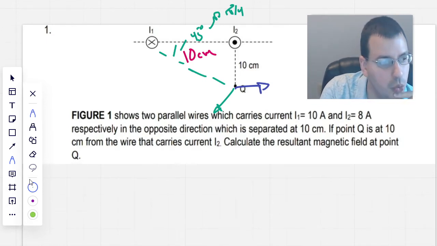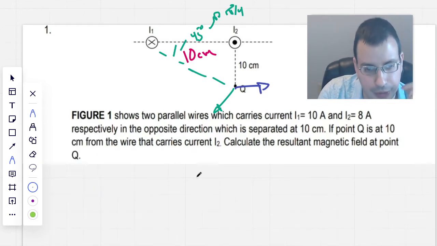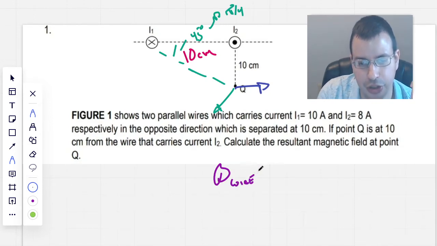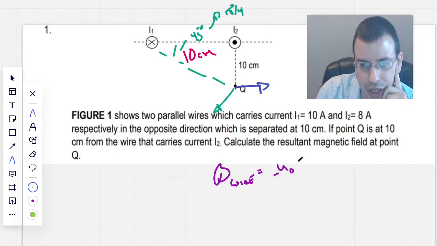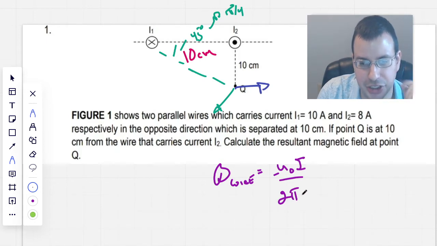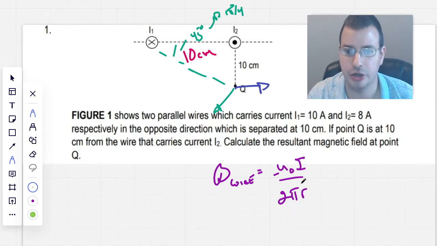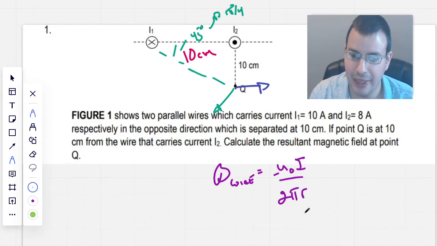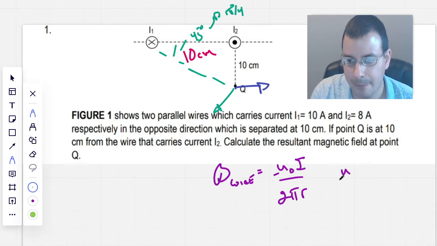So now we need a formula. The magnetic field due to a wire could be found using Ampere's law, but it's usually acceptable to just memorize this one: mu naught I over 2 pi r. The more current you have, the stronger the magnetic field. The further away, the less magnetic field you have. And mu naught is just a constant, 4 pi times 10 to the negative 7th.